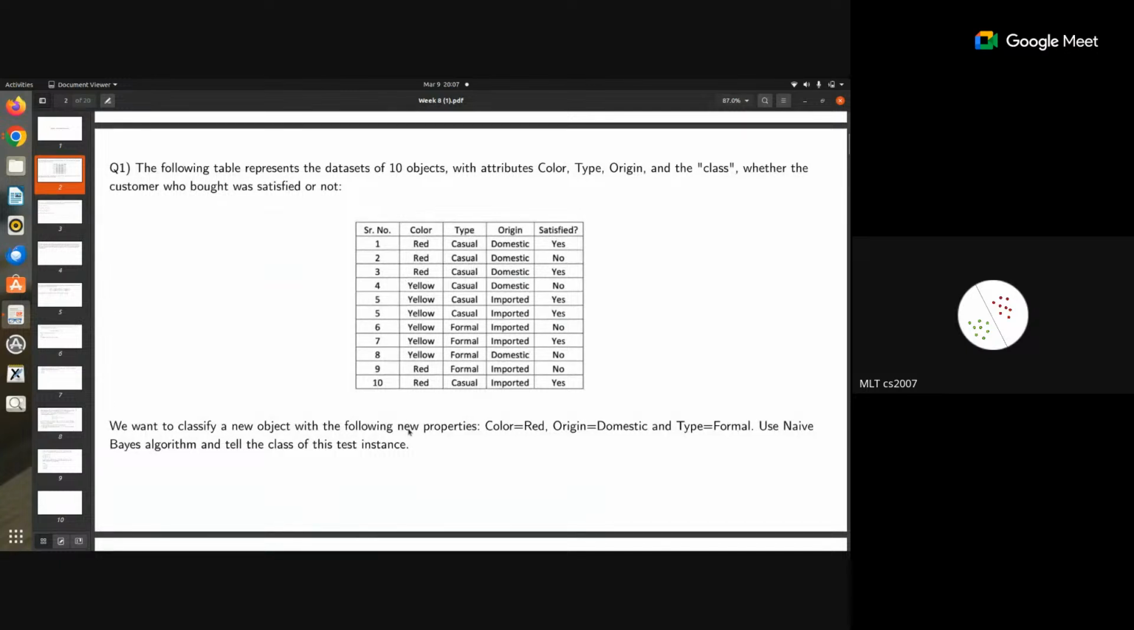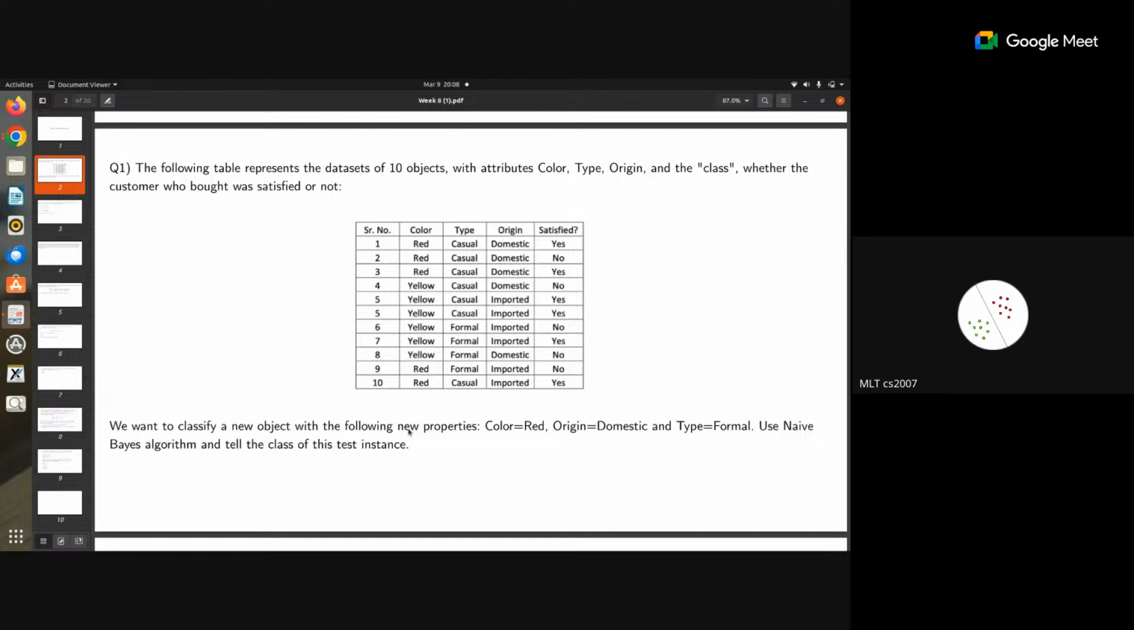This is the question. The first question: the following table represents the data set of 10 objects with attributes color, type, origin, and the class. Class is whether the customer who bought was satisfied or not. So class is a label, where there are two categories, yes and no. We have three variables: color, type, and origin. These are the attributes or the input features, and satisfied or not is the output feature or label.